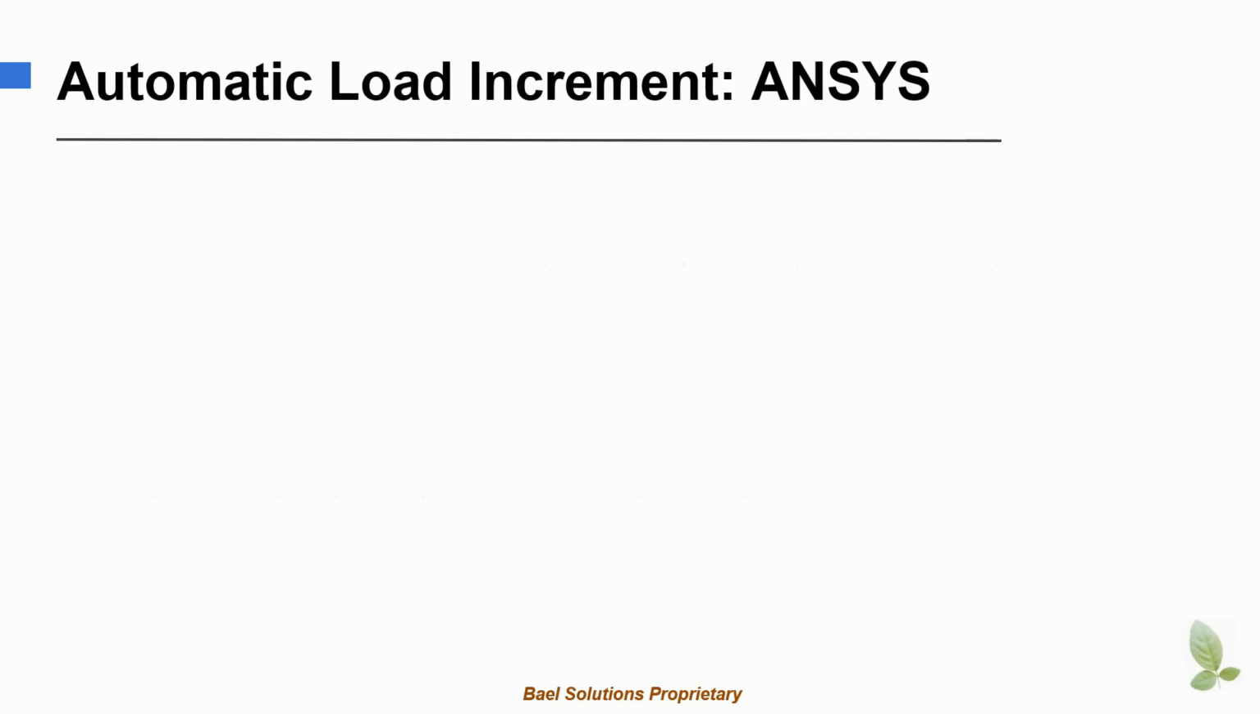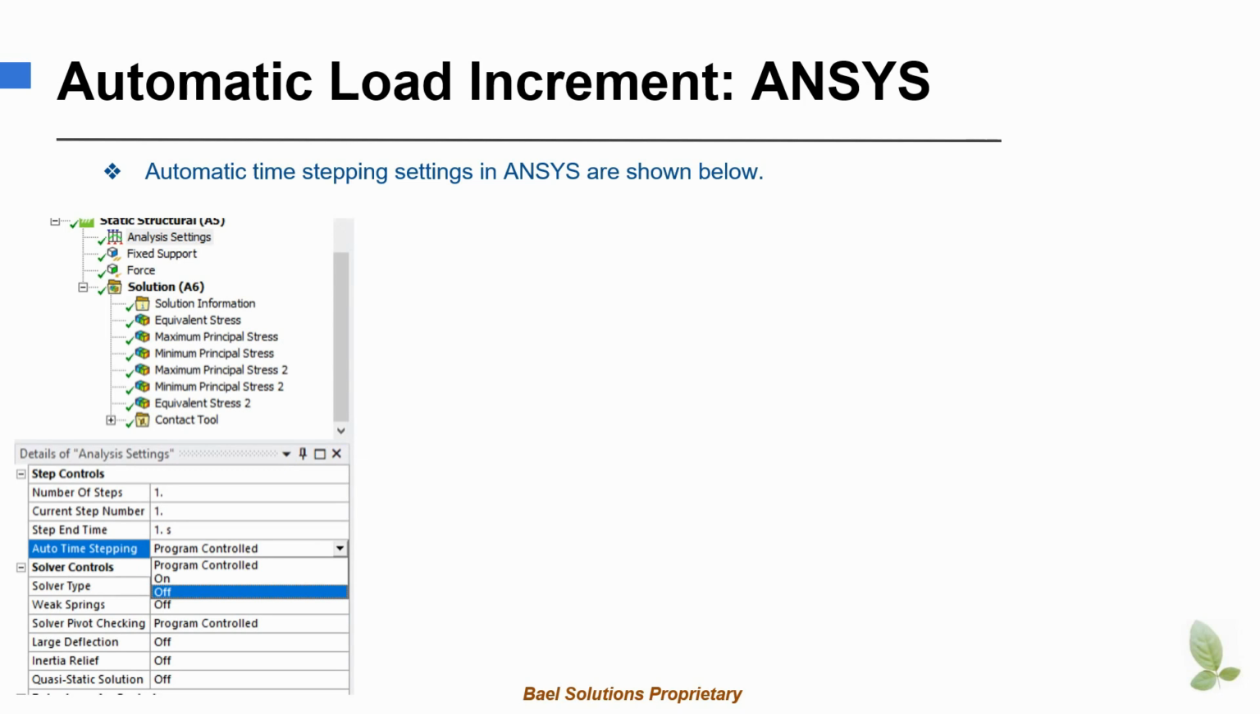In the last slide, we saw how automatic load increments can help find an optimum substep size to ensure convergence and reduce solution time. In this slide, we are going to see the ANSYS automatic load increment feature. Automatic load increment in ANSYS can be activated from the Details window of the Analysis Settings in ANSYS Mechanical. If we go to the Details window of the Analysis Settings, in the Step Controls table, we see a tab, Automatic Time Stepping. By default, the value for this tab is Program Controlled. We can change it to on or off.